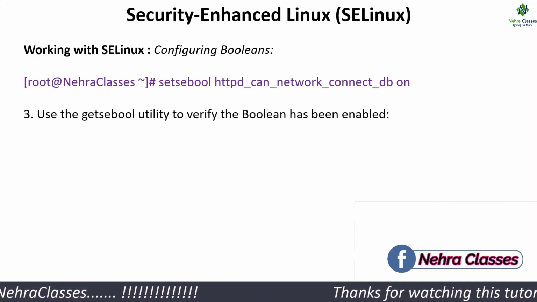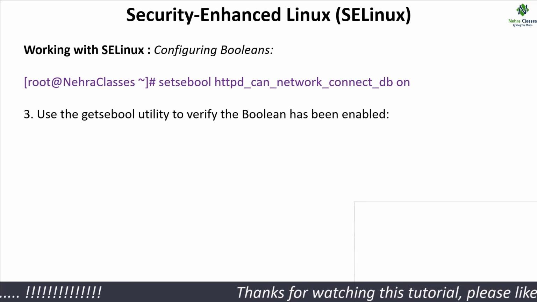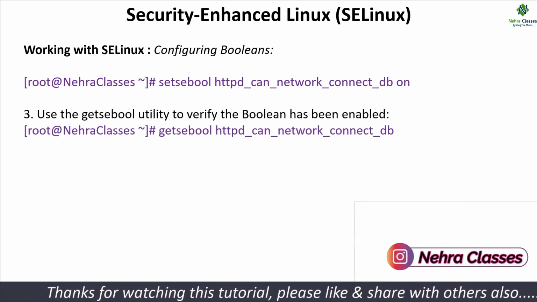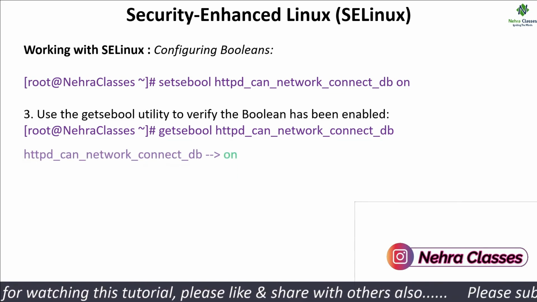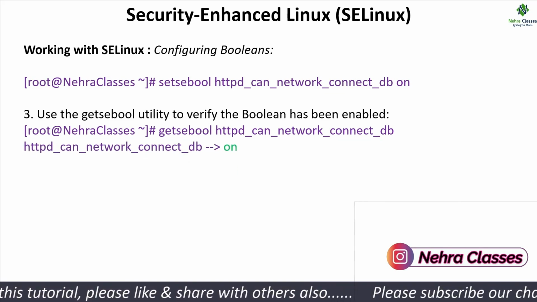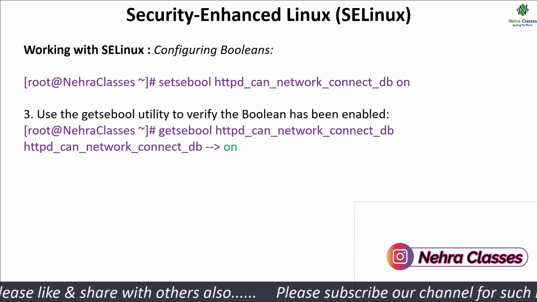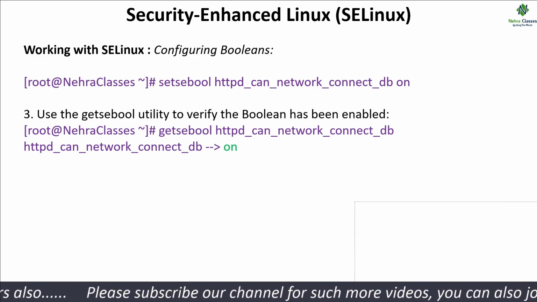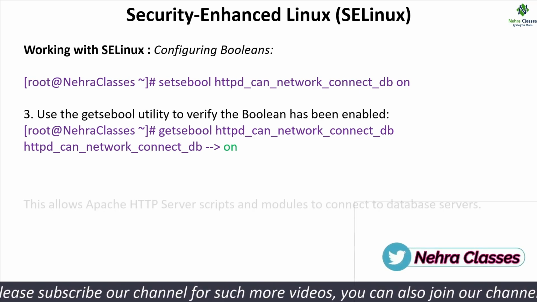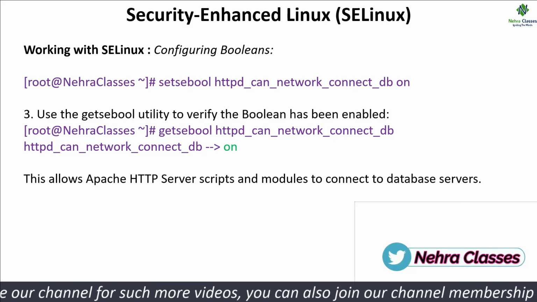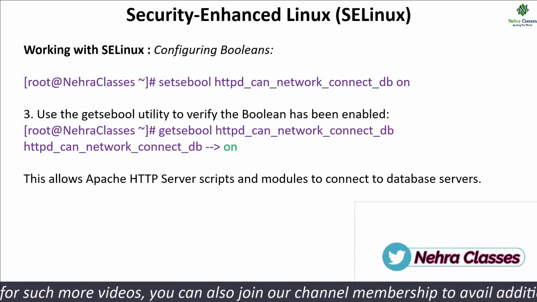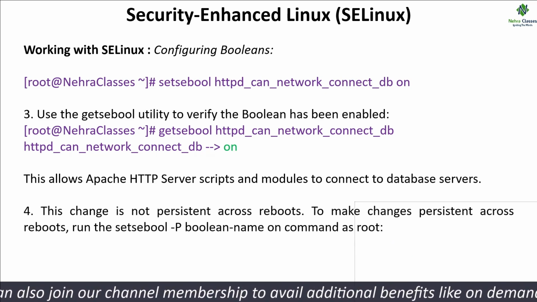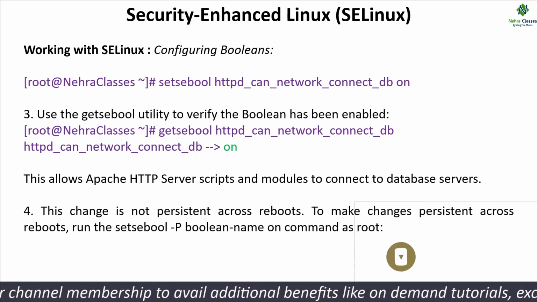After that you can use the getsebool utility to verify that the boolean has been enabled. So you can again execute getsebool and the boolean name, which will show us the output like this. Here it is clearly mentioned that this boolean is in the on state now, but this is not permanent. This allows Apache HTTP server and modules to connect to the database server. This change is not persistent across reboots, as I mentioned earlier.